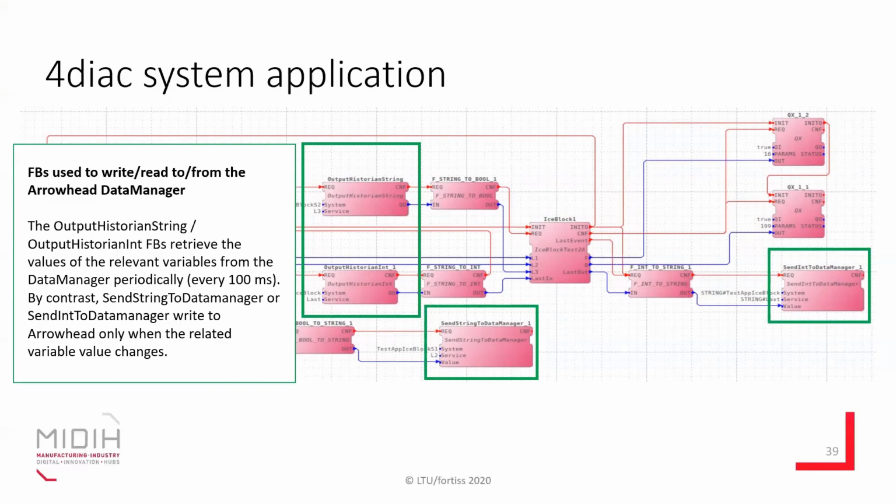The send type to data manager and the output historian type are function blocks that allow the communication with Arrowhead, specifically the data manager. In particular, the output historian type is used to get information about the variable last and about one of the sensors of the other conveyor belt, while the send type to data manager is used to update the variable last and the sensor status needed from the other belt in Arrowhead.